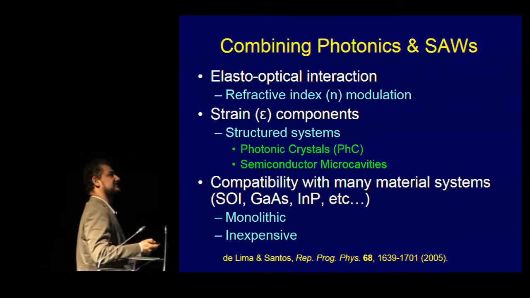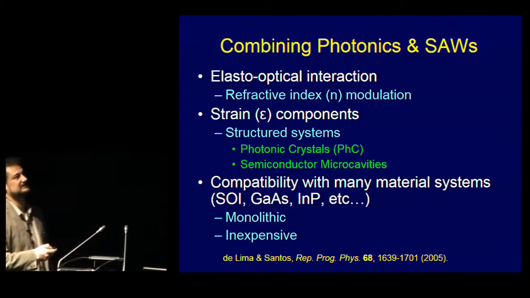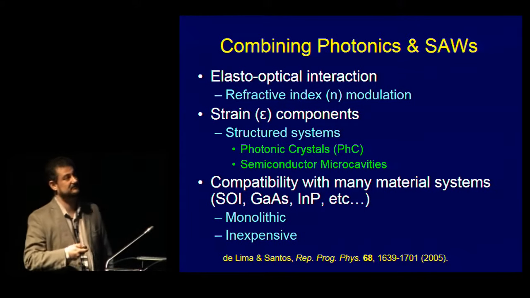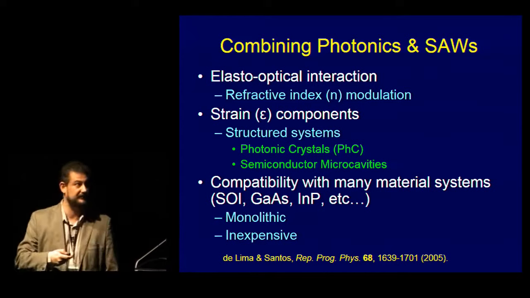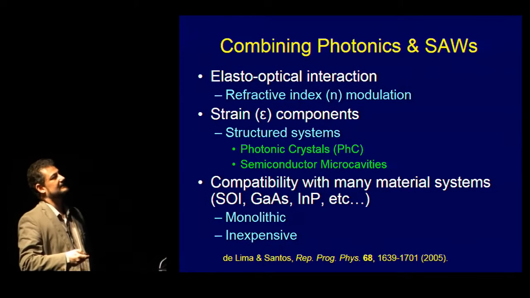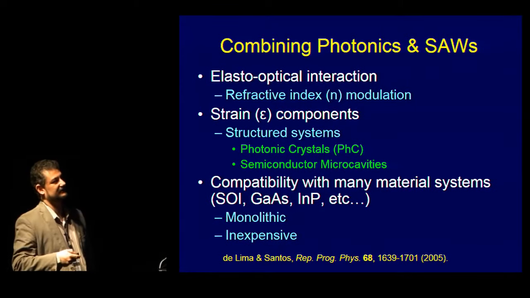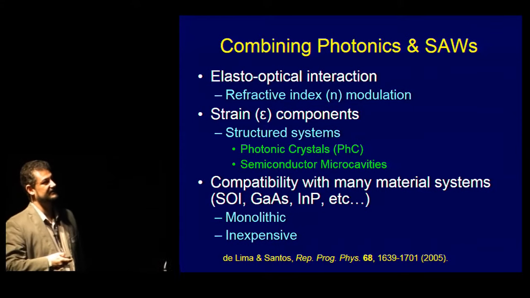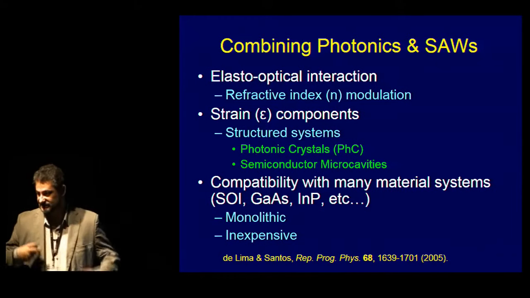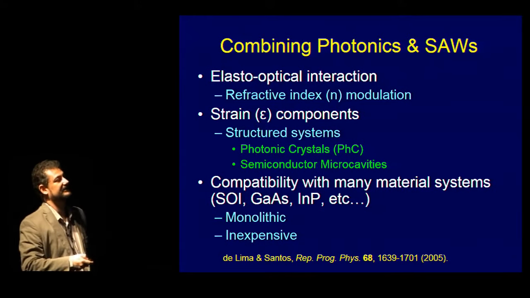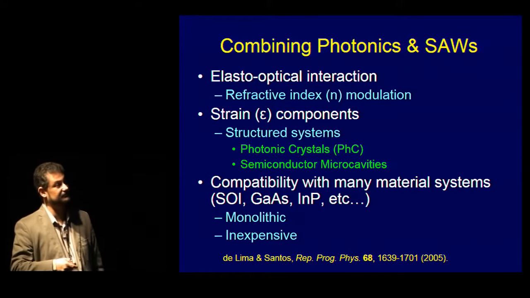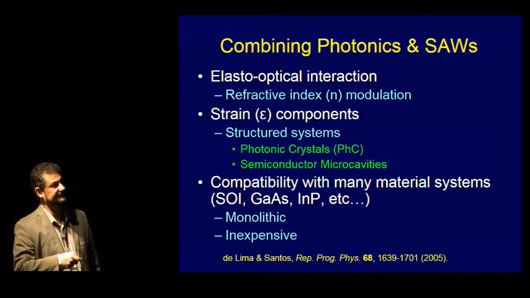Then to combine SAWs with photonics, as I mentioned, we use this elasto-optic interaction. This is well known, and this is the principle of operation of these Bragg cells. But if you have systems that rely on the geometry, on the dimensions, such as photonic crystals or semiconductor microcavities, also the strain that is part of the wave can be very important. And actually in the view graphs I'm going to show in a minute, this effect is even larger than the refractive index modulation.